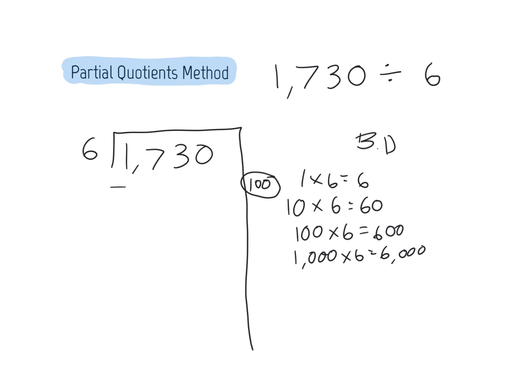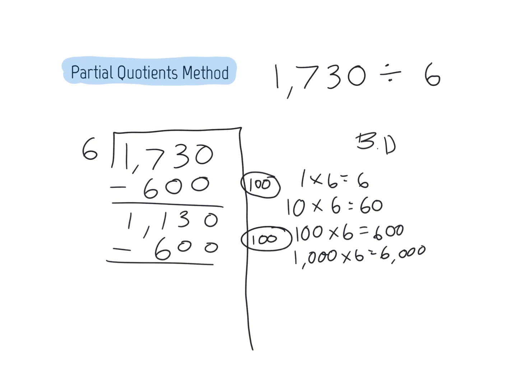So I want to take away 600. See what we have left over. 7 minus 6 is 1, 1,130. And again, I have at least another 100 groups of 6 here. I can take away 600 more, so let's do that again. 100, circle parts of my quotient. Let's take away another 600.